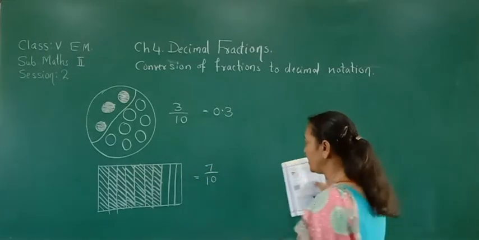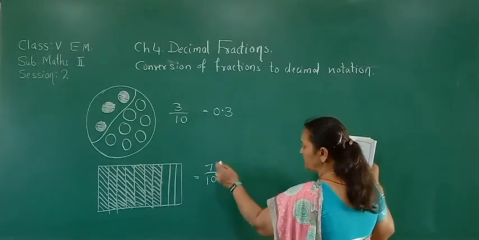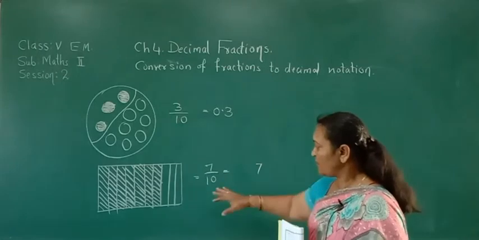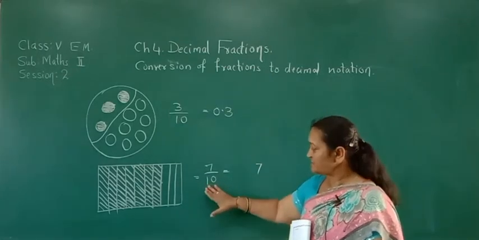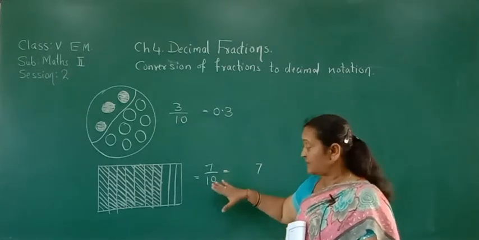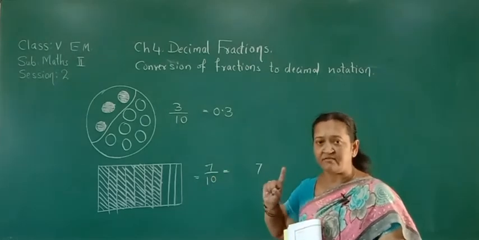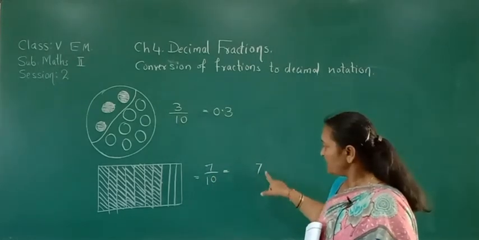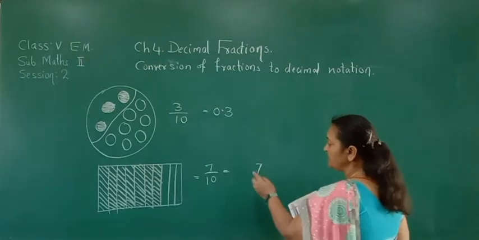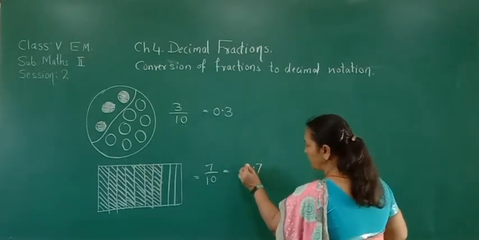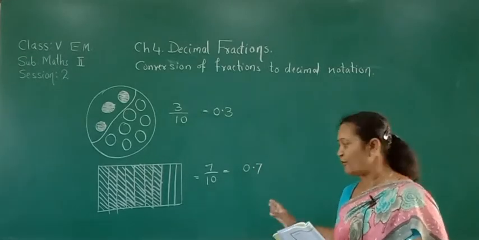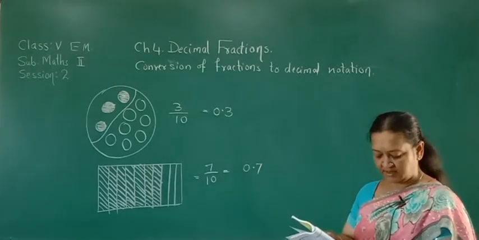Then in decimal, we write the numerator as it is, 7. Then the denominator is 10, and in 10 we find only one zero. So count one digit. Here we have one digit, 7. Then put the decimal point. So 7 by 10 in decimal form we write as 0.7.